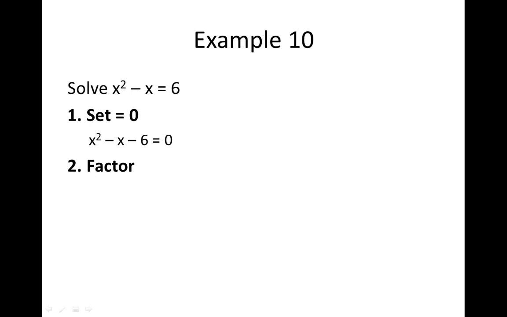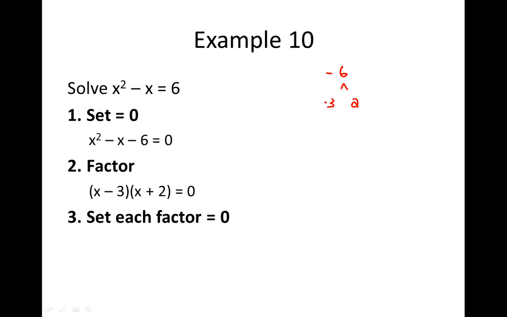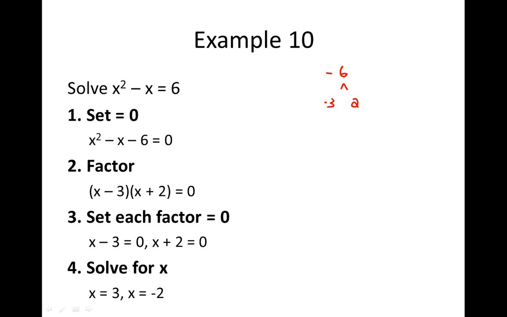So we're going to do negative 6. And so negative 6, we have what? 3 and 2. If the 3 is negative, it's going to work out, right? So x minus 3, x plus 2 equals 0. Make sure you have the equals 0 there. Now set each factor equal to 0. So x minus 3 is 0, x plus 2 is 0, and solve for x. Get positive 3 and negative 2. And again, you can plug these back in and determine the solution.